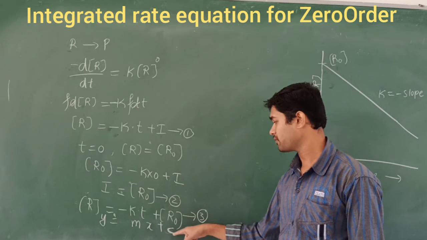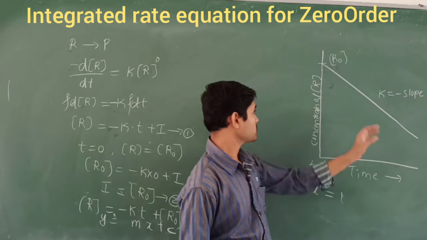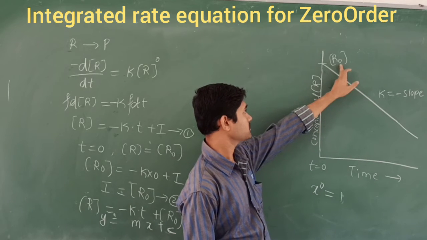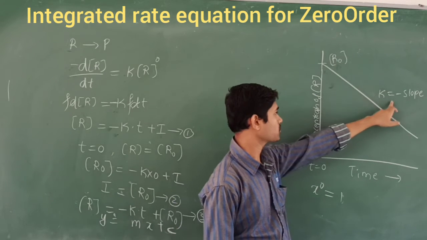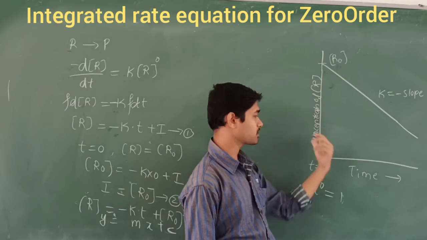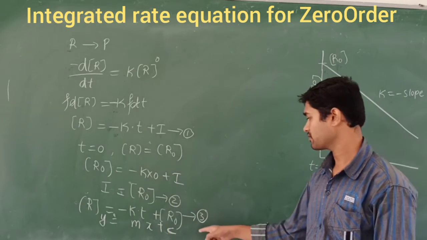What is our intercept value here? c is equal to the initial concentration of the reactant. So this is called the intercept, this is called the slope, and this is the concentration of reactant versus time t. This is equation number 3.